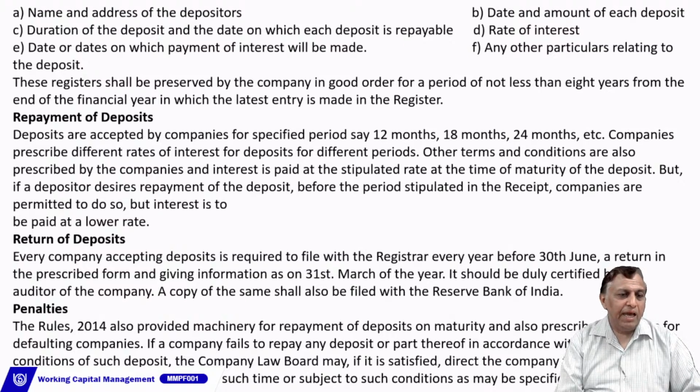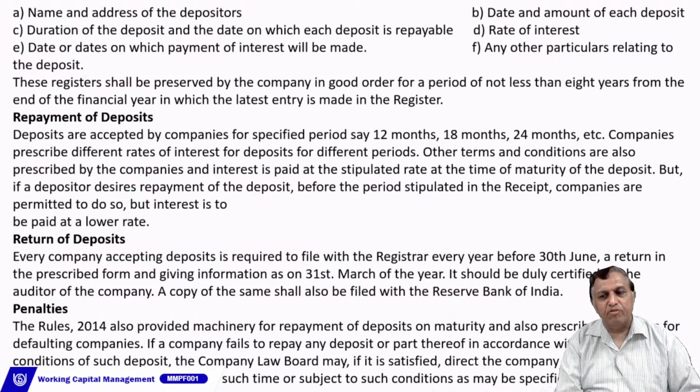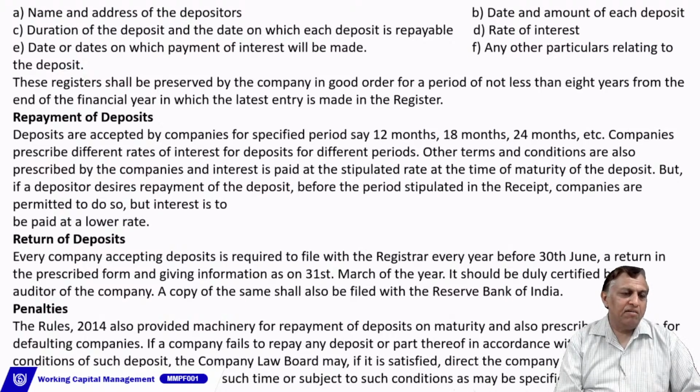Return of deposits. Every company accepting deposits is required to file with the registrar every year before 30th June a return in the prescribed form, giving information as on 31st March of the year. It should be duly certified by the auditor of the company. A copy of the same shall also be filed with the Reserve Bank of India. Like income tax return, like property return, this is the return of deposits. You are supposed to submit it with the registrar and with the RBI because you are accepting deposits like a banker.